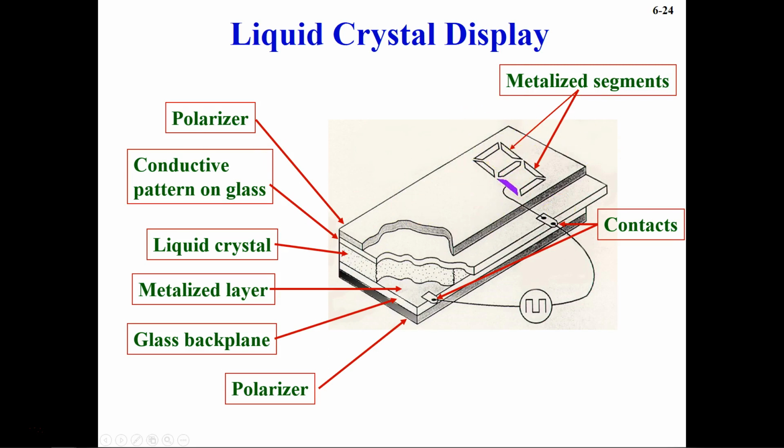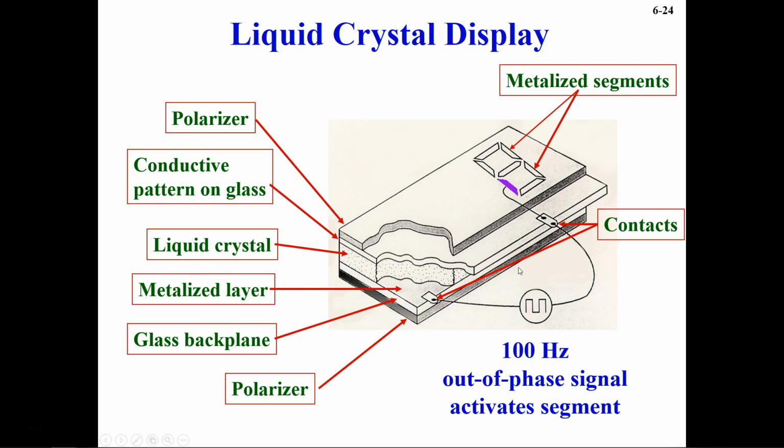Now these twisted nematic field effect LCDs use polarizing filters on the top and at the bottom, and the back plane and segments are internally wired up to contacts on the edges of the LCDs. Only two of the many contacts have been shown here in this picture, and you can see here a 100 Hz out of phase signal activates the segment.